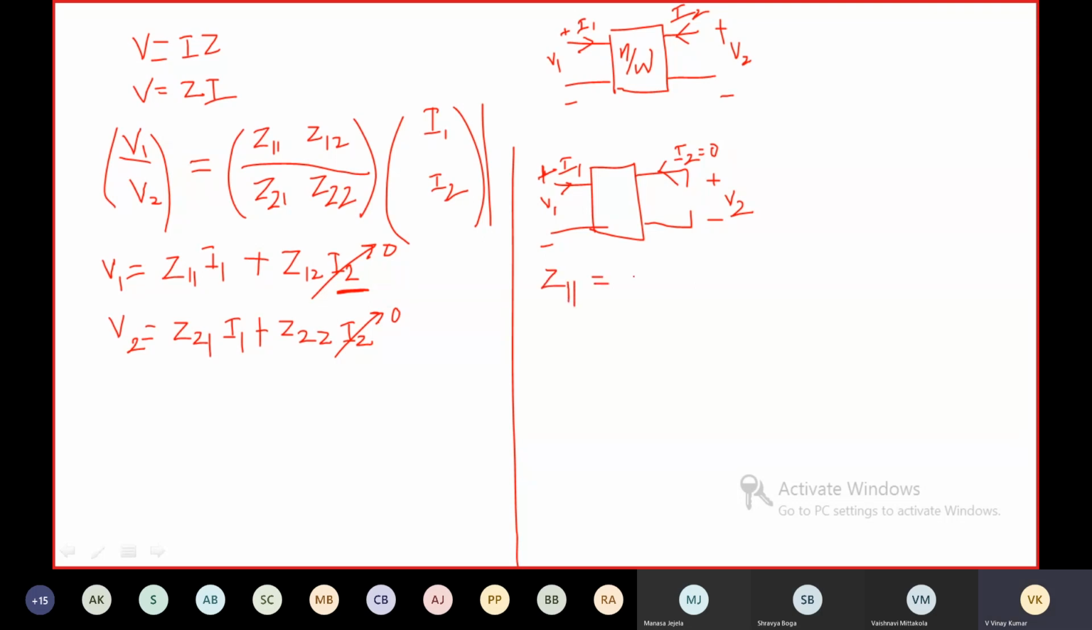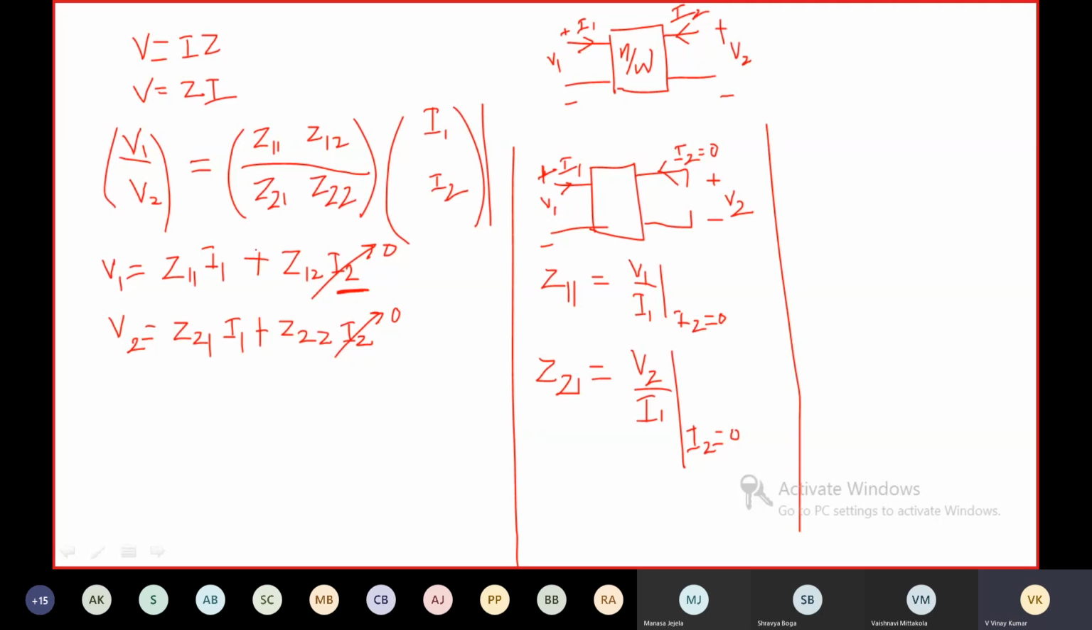Z11 is equal to V1 by I1 when I2 is equal to 0. Then Z21 is equal to V2 by I1 when I2 is equal to 0.